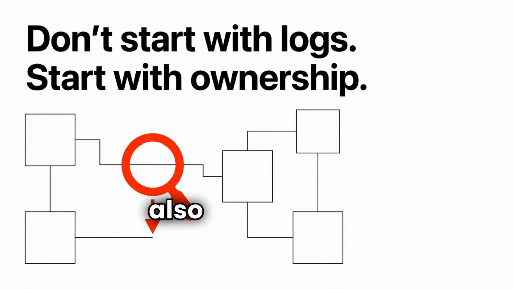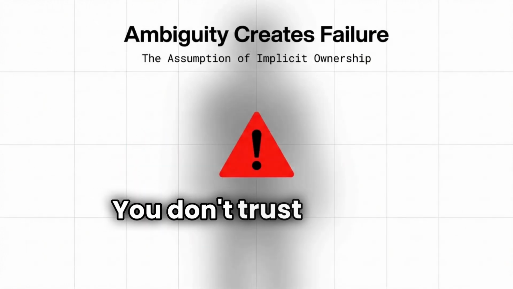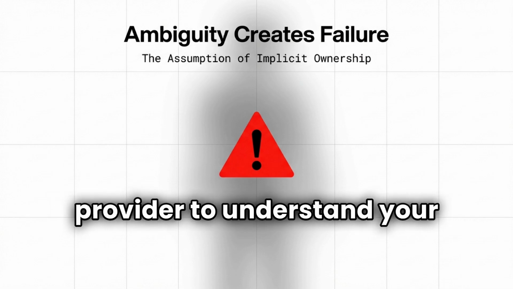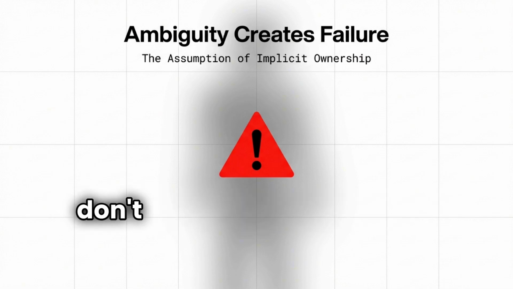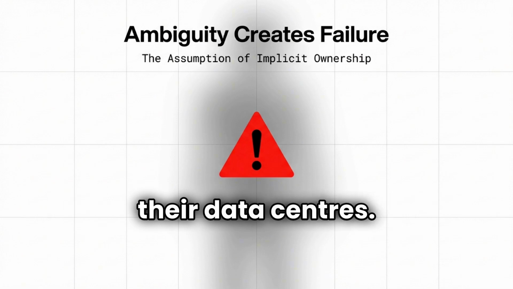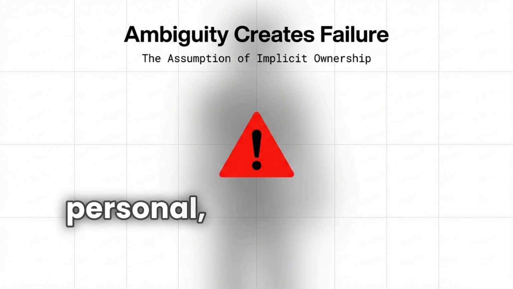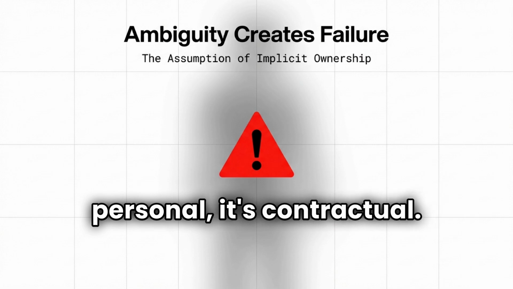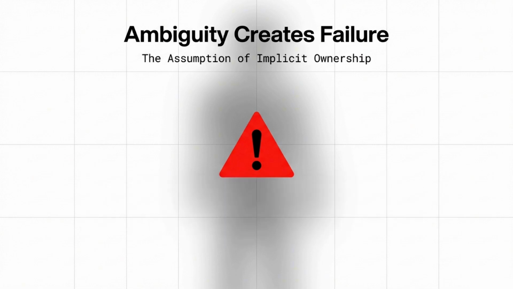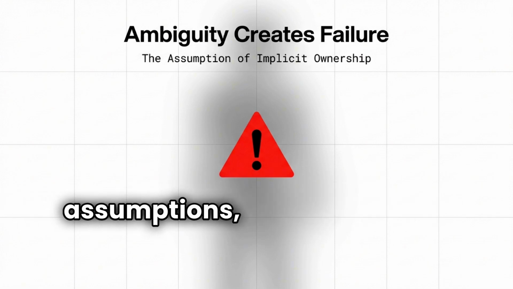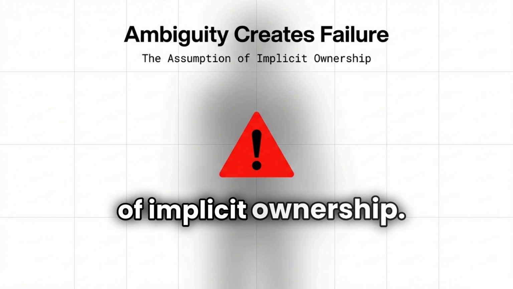Ownership boundaries also shape trust. You don't trust a cloud provider to understand your business logic, and they don't expect you to manage their data centers. Trust in the cloud is not personal, it's contractual. Boundaries define expectations.